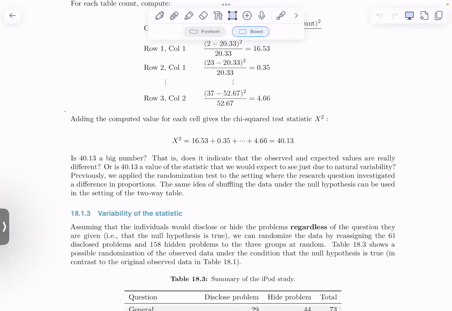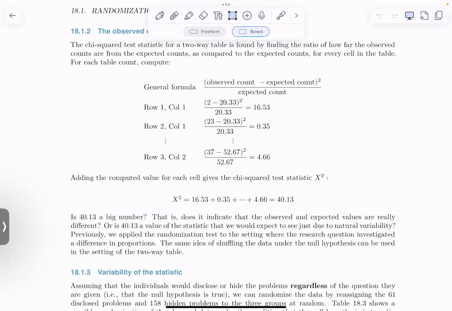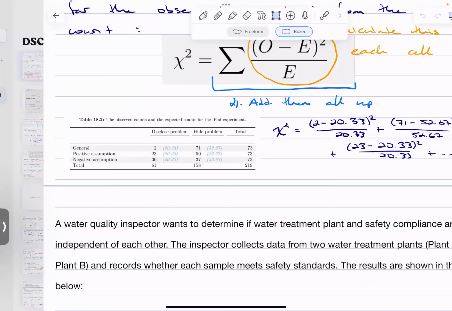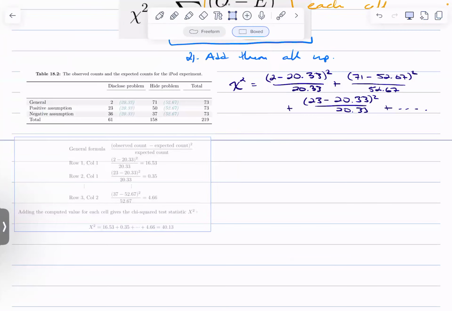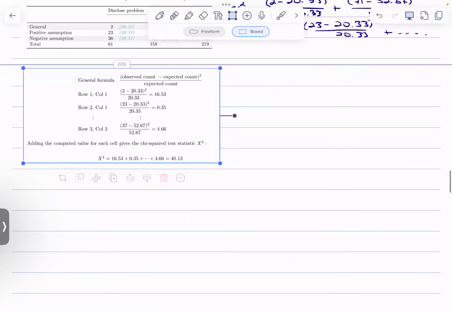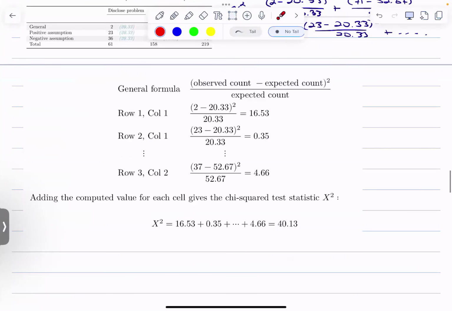So for each, the observed count minus the expected count, maybe I'll snag all of this. More room. Even she quit. But we get a chi-squared of 40.13.